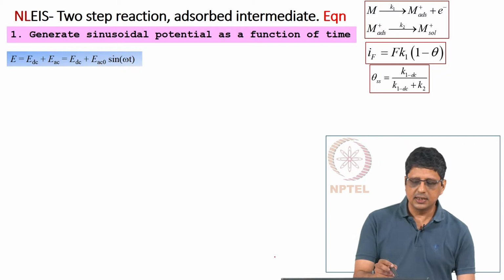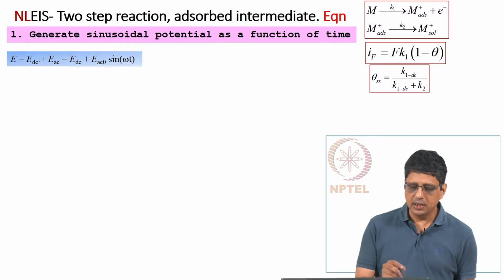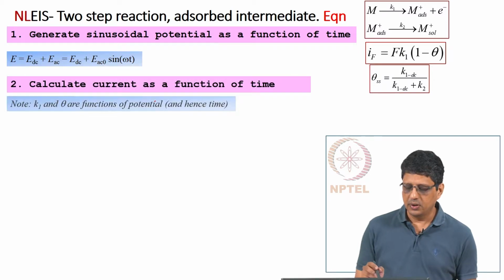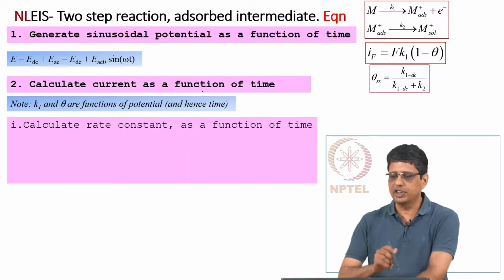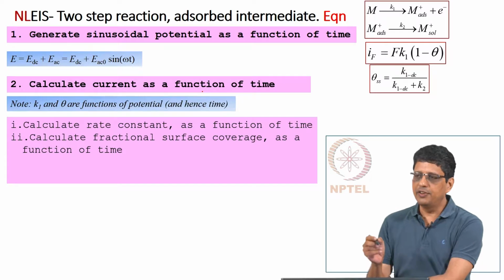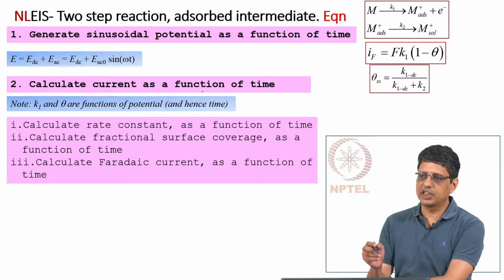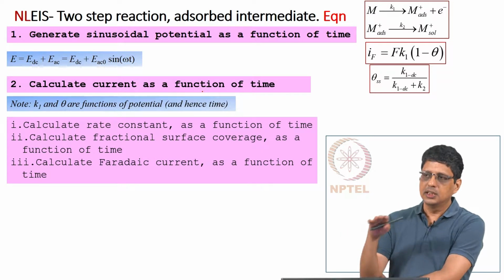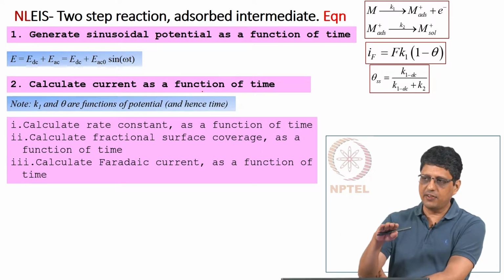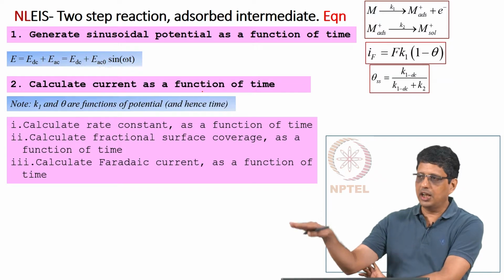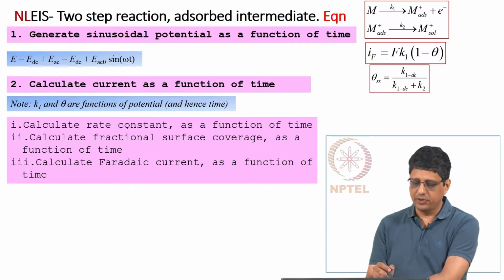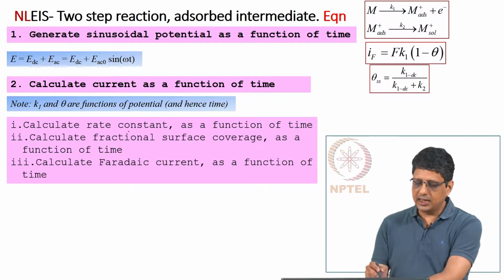So, the first part is generate the sinusoidal potential E equals EDC plus E0 sin omega t. To calculate the current as a function of time, we first need to calculate theta as a function of time. When we apply sinusoidal potential at some frequency, the surface coverage, fractional surface coverage will also change or it will oscillate. So, we need to calculate that, and in order to calculate that we need to use the mass balance equation. So, we split it as calculate the rate constant.